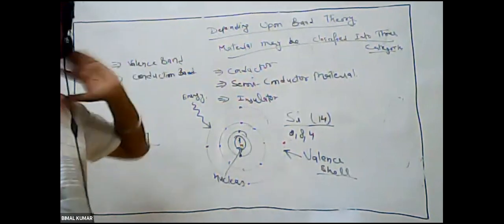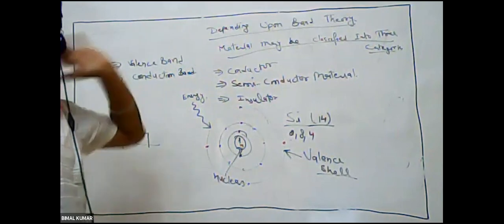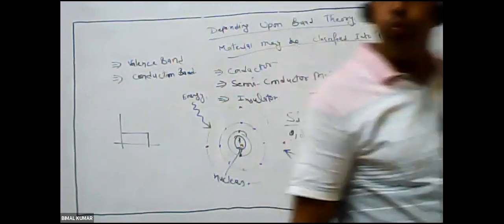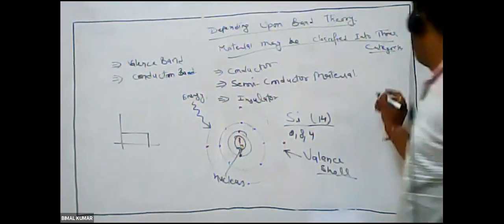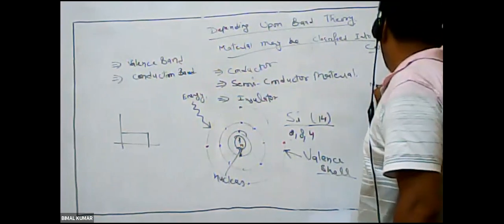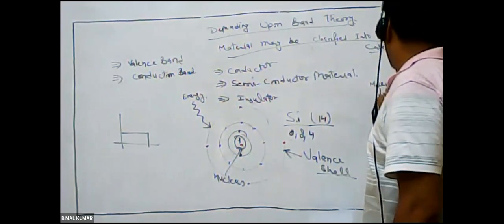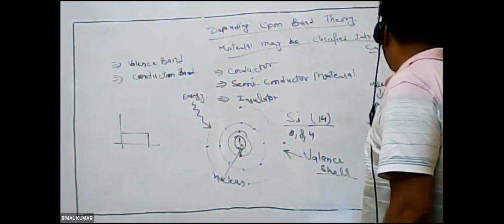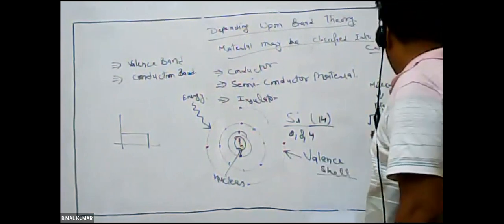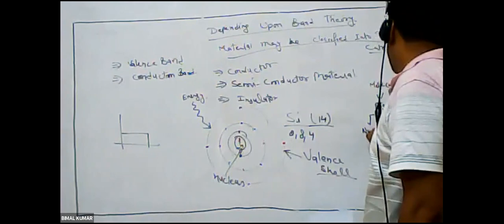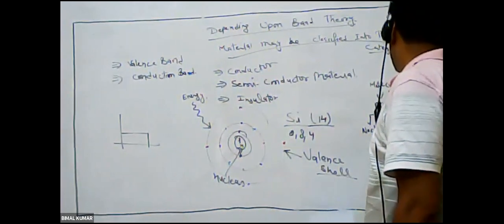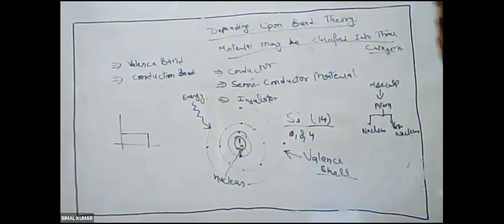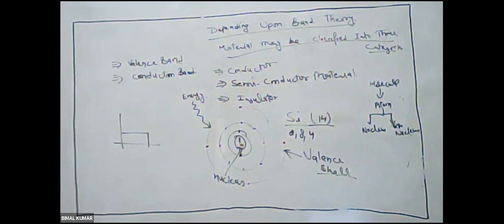First of all, a material may consist of molecules, and then molecules may consist of atoms. An atom has two parts: one is the nucleus, and the second is the extra nucleus.